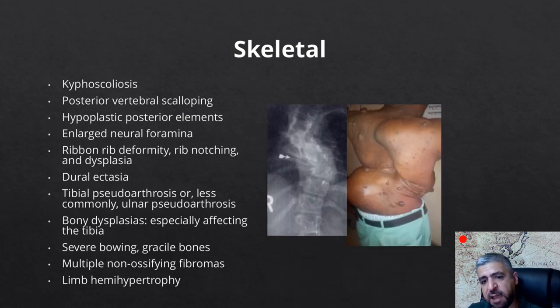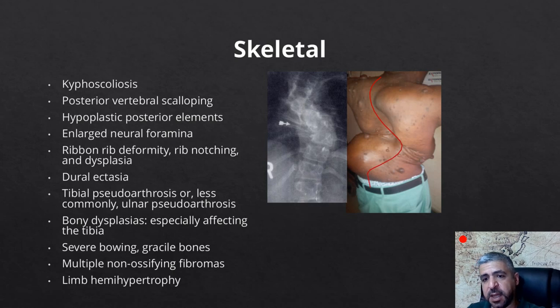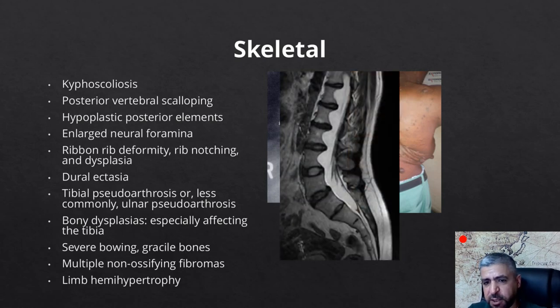Now, regarding the skeletal manifestations, we have a lot of skeletal manifestations. First of all, we have kyphoscoliosis. You can see the kyphoscoliosis here, and the X-ray of it looks like that in patients with obviously a lot of cutaneous neurofibromas. Here, this is typical and diagnostic of a neurofibromatosis case. Also, posterior vertebral scalloping. You see this appearance. You can see the posterior part of the vertebra is scalloped. Also, you see it in neurofibromatosis type 1.